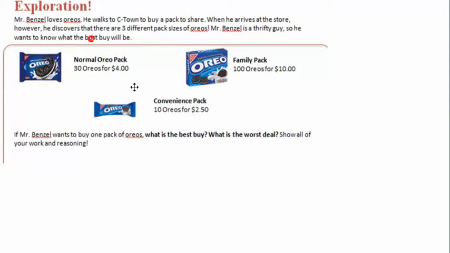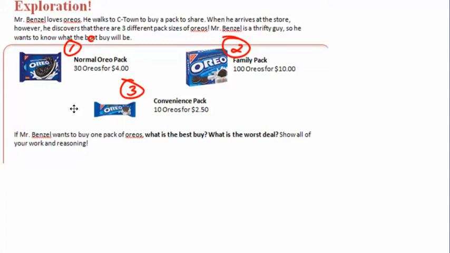So I've got 3 different deals here. The first deal here is just a normal pack, so it's 30 Oreos for $4. The second deal is a family pack, which is 100 Oreos for $10. Or the third option is a convenience pack, which is 10 Oreos for $2.50. So the question is, he wants to buy the one that is the best buy. And the best buy normally means the one that has the best price per item. Okay, so I want to know what's the best buy and what's the worst deal.